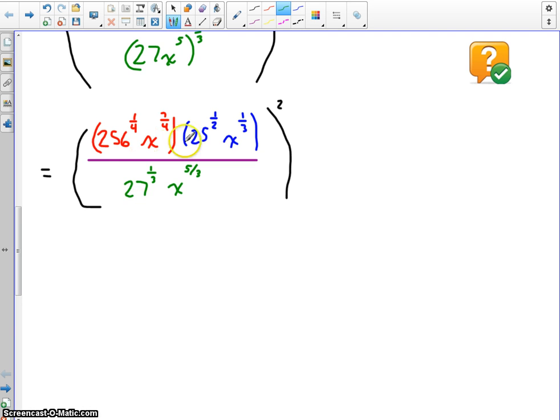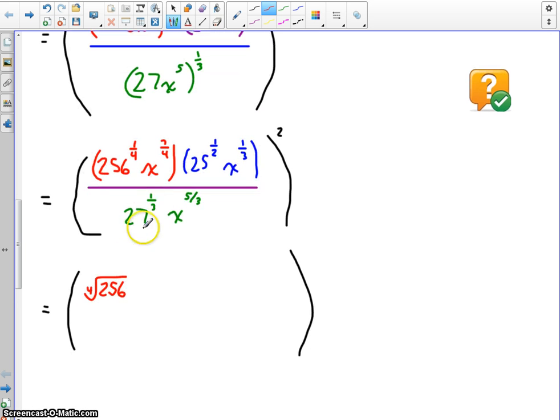Okay, so now what I'm going to do, just take it a little bit further here. I'm going to deal with all these numbers here. So I have 256 to the 1/4. So I'm going to rewrite that. Sorry, first let me just get my big brackets here. 256 to the 1/4 is just the 4th root of 256. Okay, and again, just going to deal with the numbers right now. So I'm going to deal with the 25 to the 1/2. There's all multiplication here, so the order in which I do it doesn't actually matter. So I'm going to put this one next. So 25 to the 1/2 is the square root of 25.